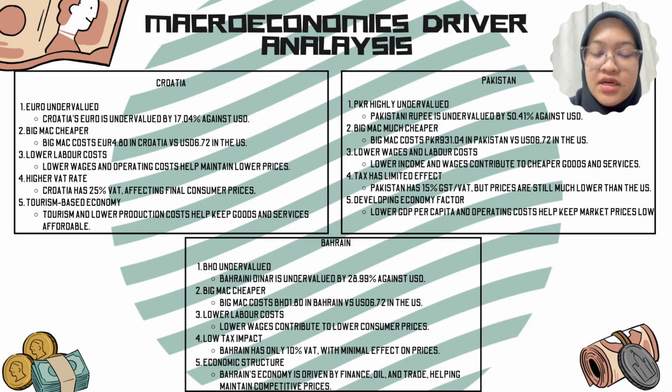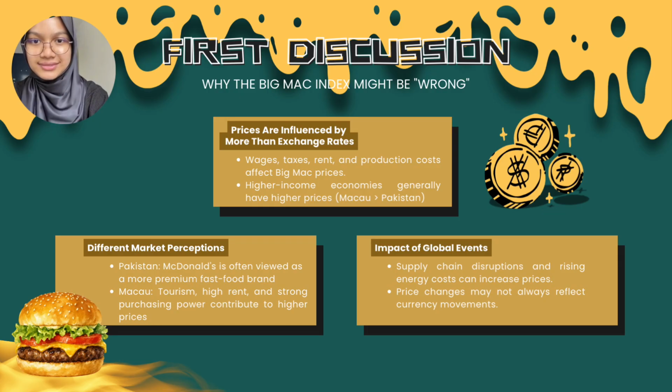Bahrain's dinar is undervalued by 28.99%, with a Big Mac costing BHD 1.8, influenced by lower labor costs, 10% VAT, and an oil and finance-based economy. Overall, all three are undervalued because of differences in wages, taxation, and economic structure.